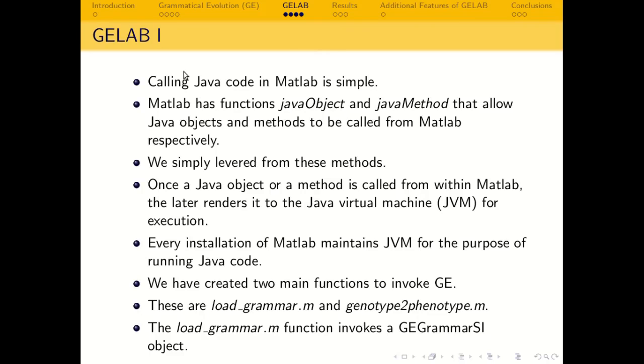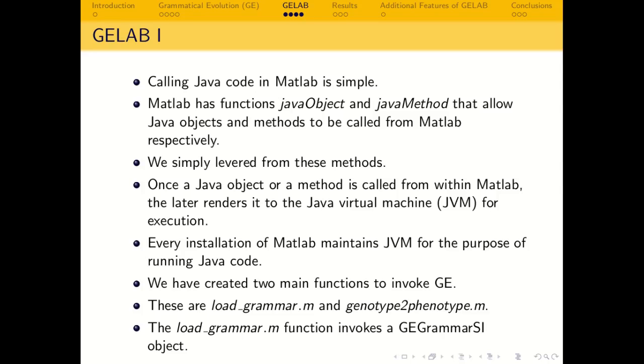Calling Java code from Matlab is simple. Matlab has functions named javaObject and javaMethod that allow Java objects and methods to be called from Matlab respectively. We simply leverage these methods. Once a Java object or a method is called from within Matlab, the layer renders it to the Java virtual machine, JVM, for execution. Every installation of Matlab maintains a JVM for the purpose of running Java code.